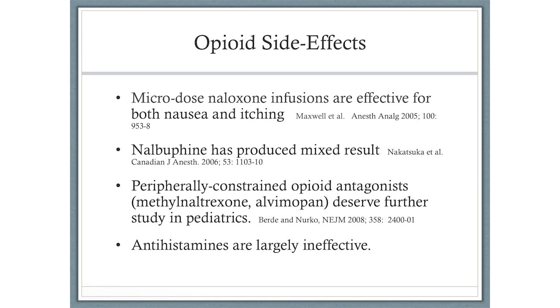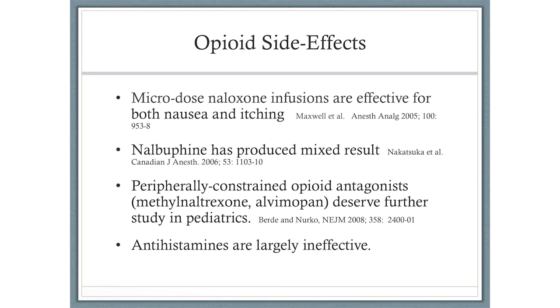Constipation and ileus formation are some of the most persistent opioid side effects. And many agents are used, stimulant laxatives, prokinetics, and these agents don't really target the underlying cause of the GI effects.